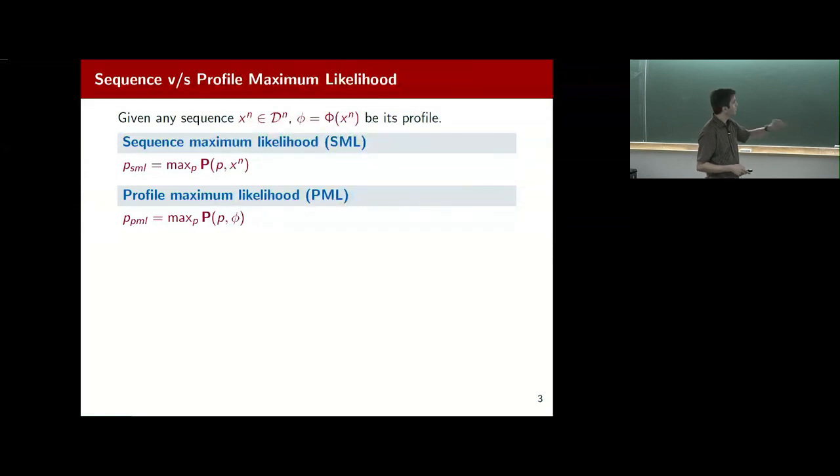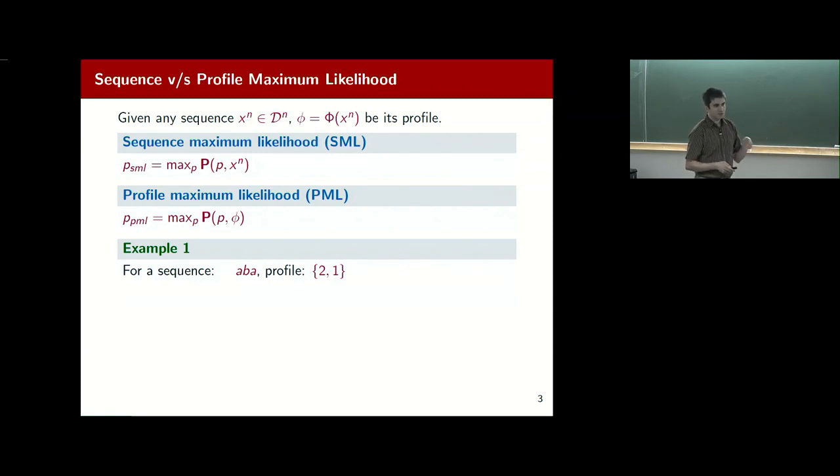Just to be clear, if you have a sequence ABA, the profile is 2, 1. What is the sequence maximum likelihood? What's the underlying distribution that will maximize the probability of this particular sequence? Two-thirds, one-third. The empirical distribution is actually the sequence maximum likelihood distribution. It's the distribution that maximizes the probability of the sequence.